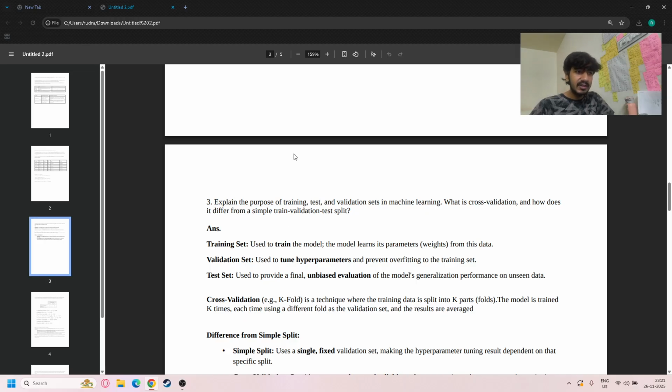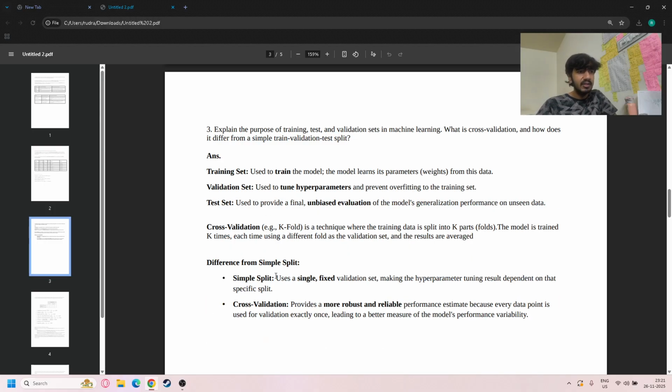Now how is it different from a simple split? A simple split uses a single fixed validation set. There is no variance, there is nothing new, but in k folds there is k times the data. It can differ. So the hyperparameter tuning result depends on a specific split in a simple split. But in cross validation we have a more robust and reliable performance because every data point is used for validation exactly once, which leads to a better measure and also variability.